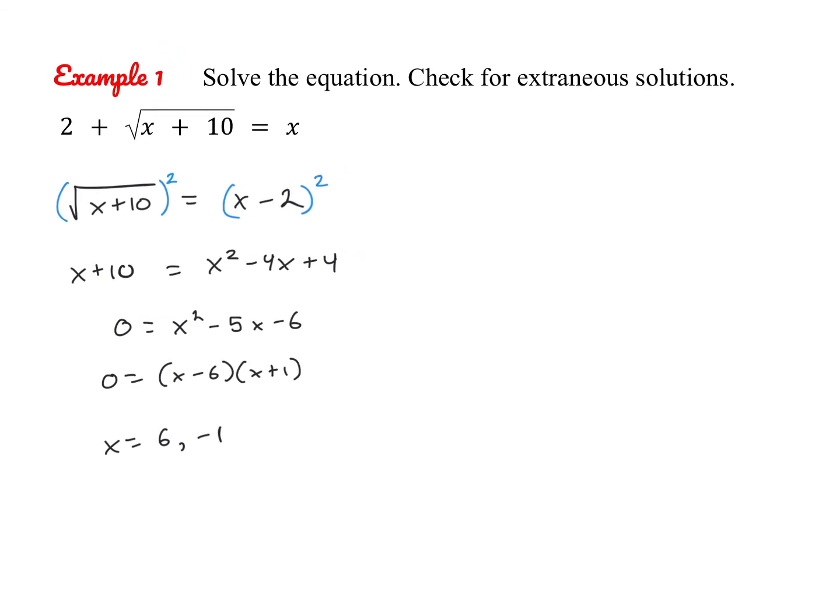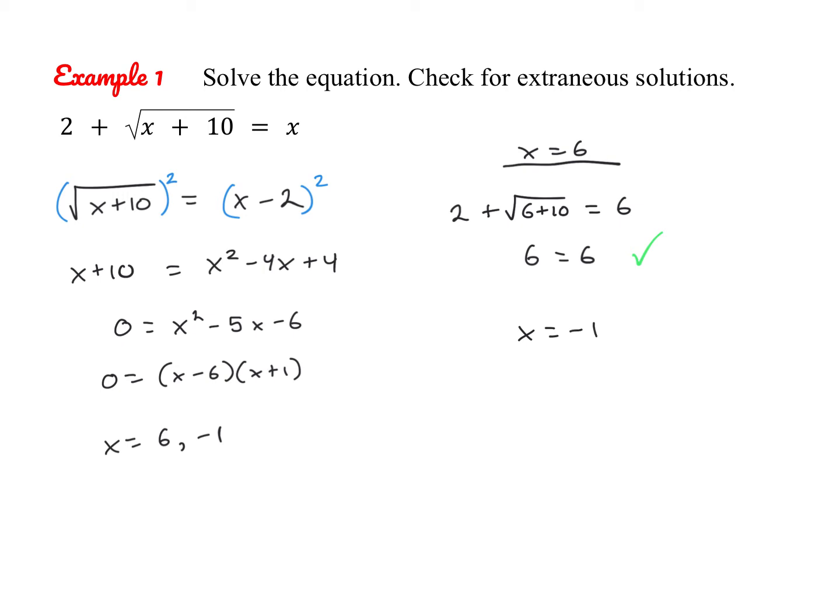But since we do have an even index, we do need to check our answers for extraneous solutions. So let's check x equals 6. So we're just going to plug it in to see if we get a true statement. So here, the square root of 16 is 4, 2 plus 4 is 6, so 6 does equal 6. So that means that that is a solution.